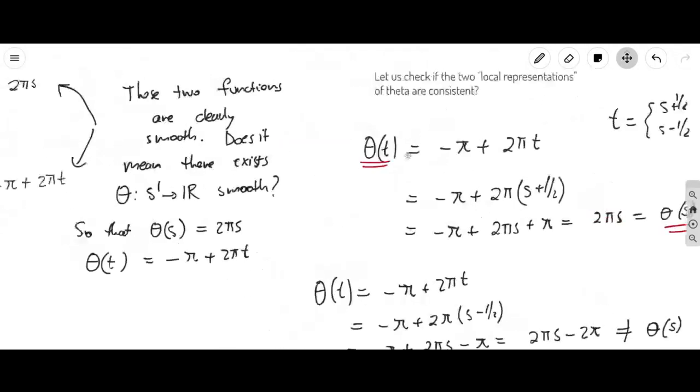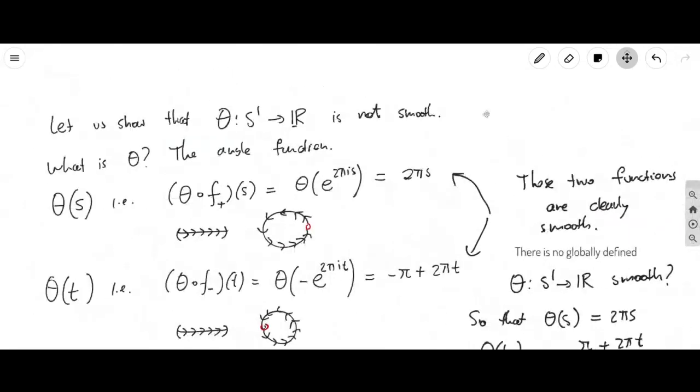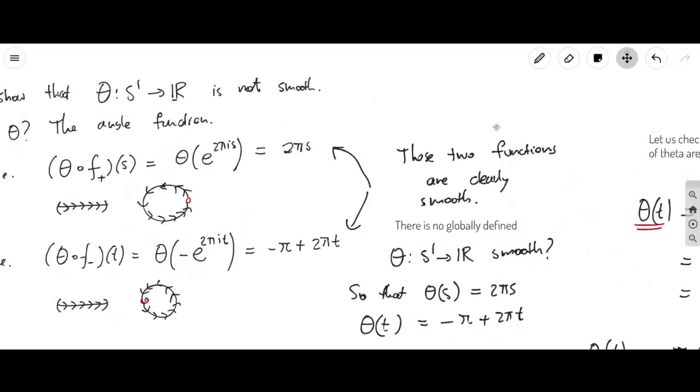So this means there is no globally defined function called theta, so that in the s coordinate it's given by this, and in the t coordinate it's given by that. And so the angle function, if we want to define the angle on the circle, it's not possible to do that on the whole circle in a smooth way. So that's what this example shows, and it again illustrates this idea of things being coherent and also not coherent.